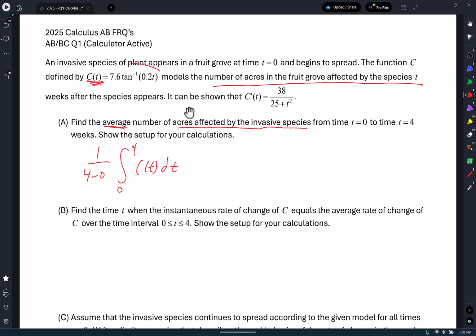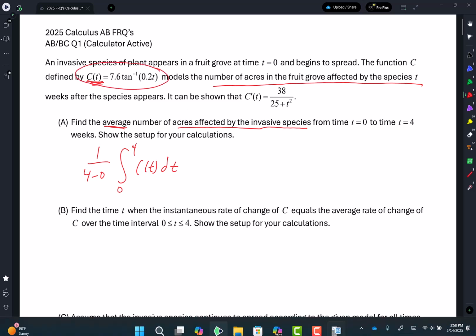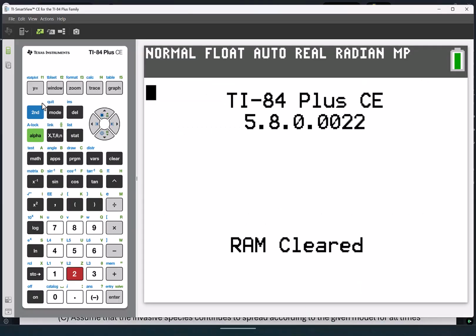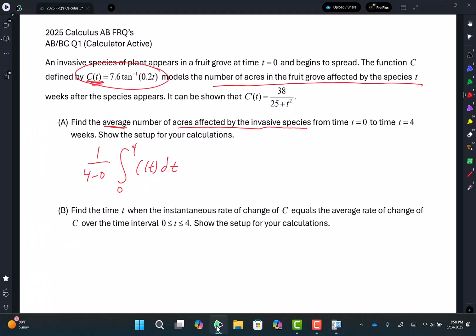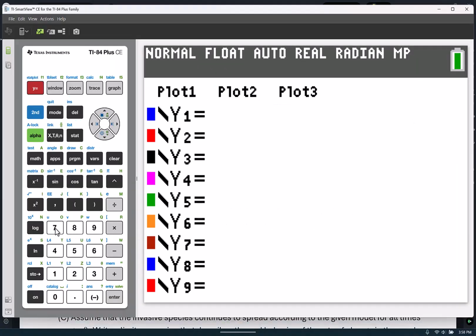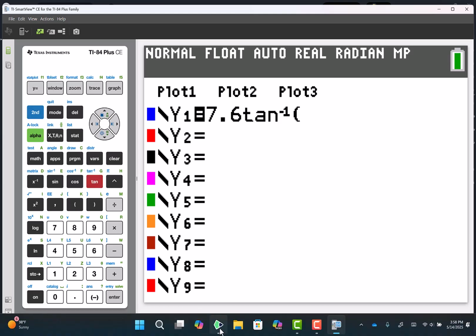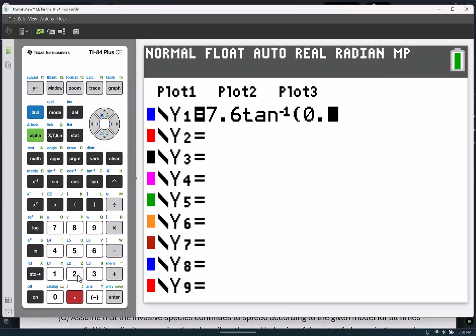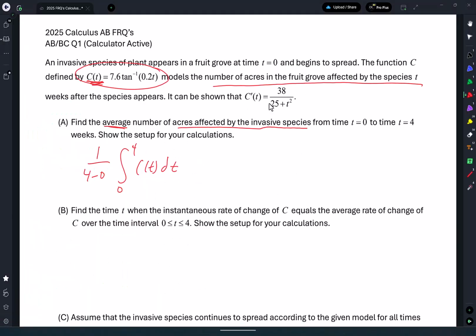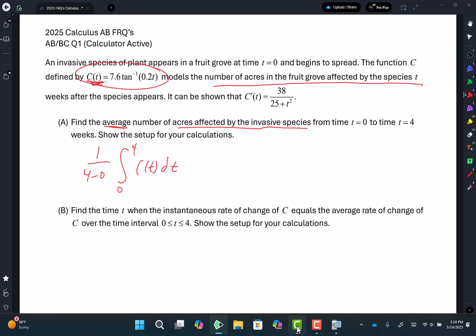Oh, okay. So here we go. Type this into your calculator. So I have my calculator, so I'm going to type it in. I'm going to go y1 or y equals, and I'm going to type in, I already forgot, short-term memory, 7.6. So 7.6 arctan of, and again, 0.2t. 0.2x there. All right, there it is, my y1. And just for kicks, I might need it, so I'm going to put this one into y2. That's my derivative, 38 over 25 plus t squared.